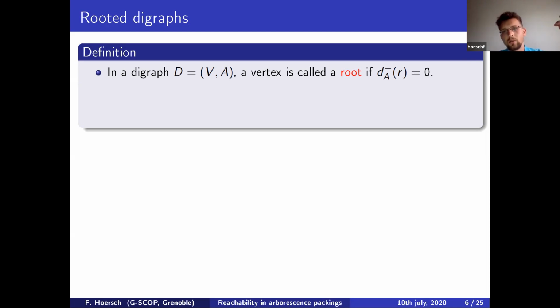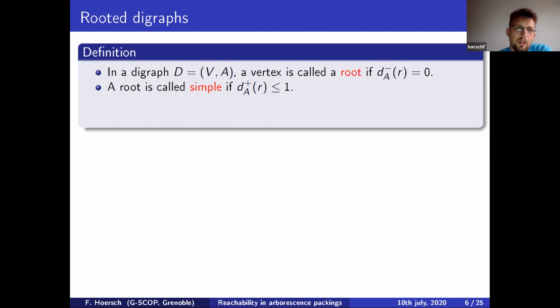A vertex is called a root if there's no one coming in. And further, I call it a simple root if there's only one arc coming out. So this is at most one, but actually we can think about exactly one, because isolated vertices are really not interesting in that setting.